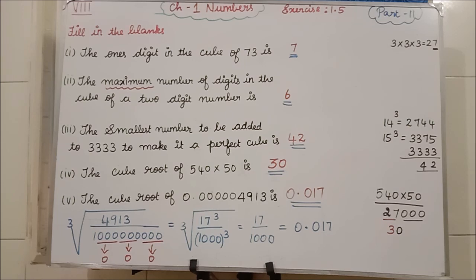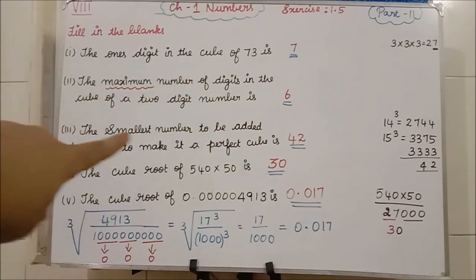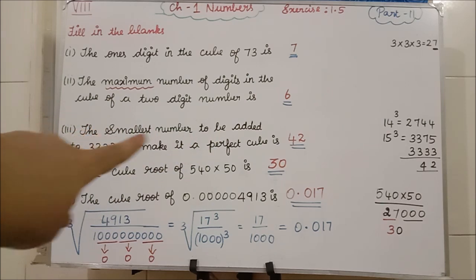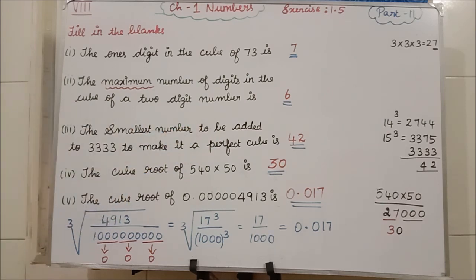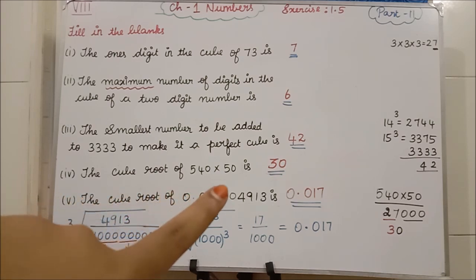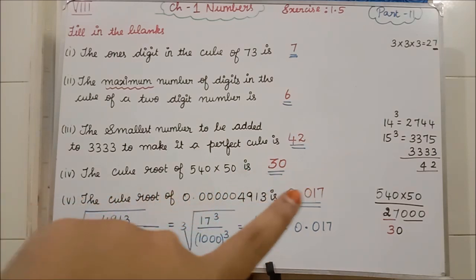Clear? So that is the number you have to add to 3333 to make it a perfect cube. Clear? I am subtracting there. Clear all of you? Now see the fourth question. The cube root of 540 into 50 is dash.